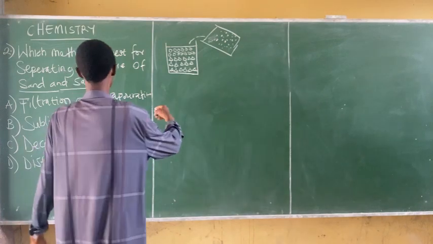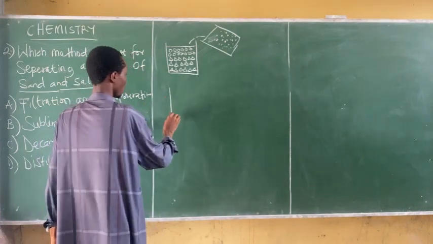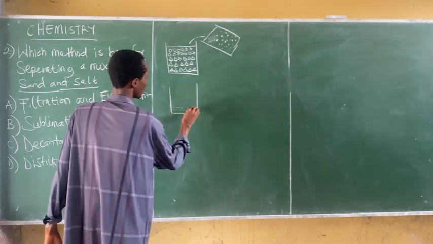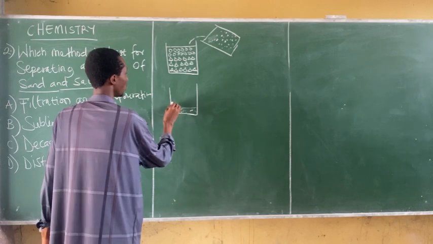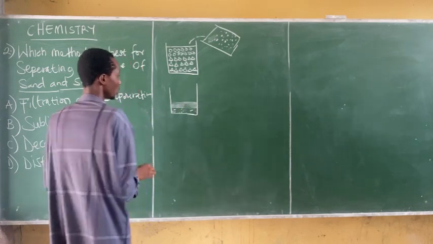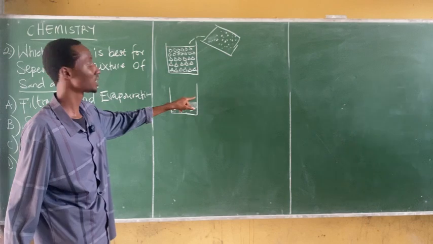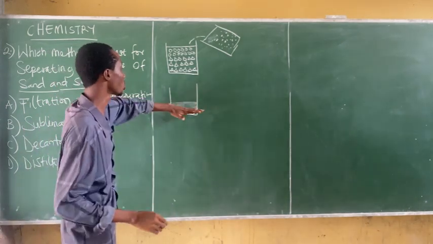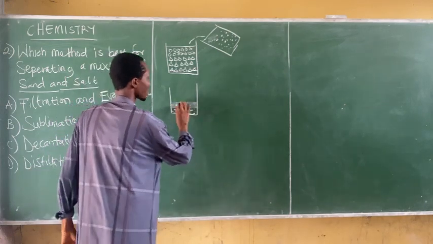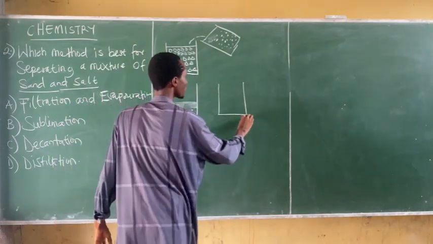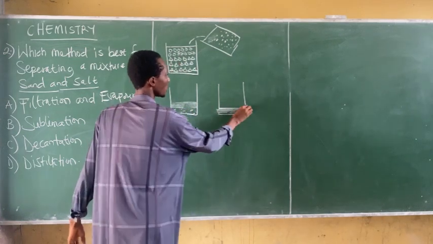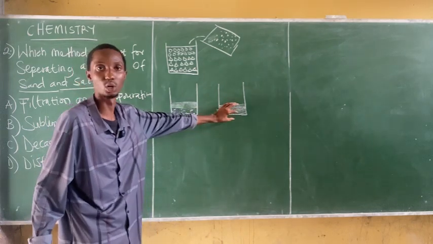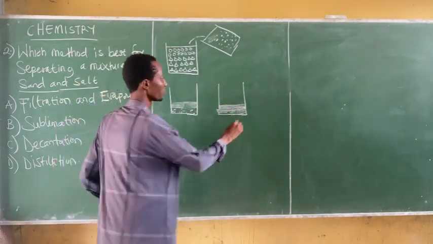We filter it off. It's going to give us something like this. And then we have something like this. This becomes the mixture of the sand, the salt and water. This is the sand at the bottom. Now we'll filter this one outside. When we filter it, we just have the fluid. We have the water outside, a mixture of what? Water and salt. That's what we have here.